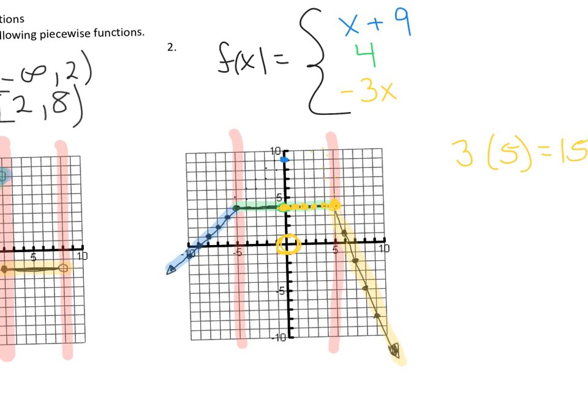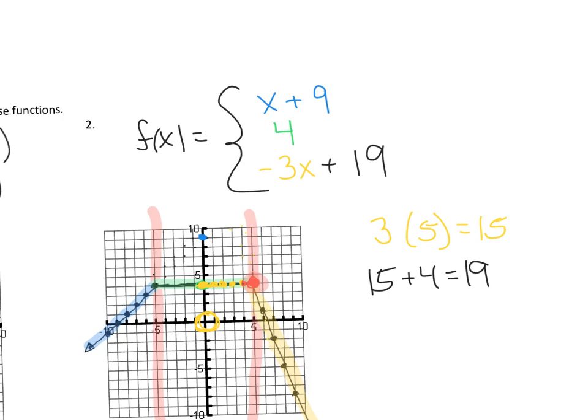That's 15. Then I ask myself, how high was this function originally? To be more specific, how high in the air was this red dot right here? Well, it was already vertically up 4. So I'm going to take my 15 plus my 4, and that's going to equal 19. That is where the yellow would cross the y-axis. It is at 19. That would create my piecewise function system.